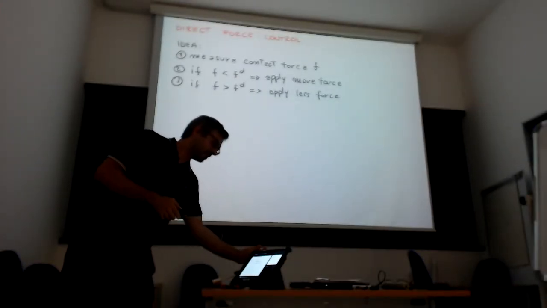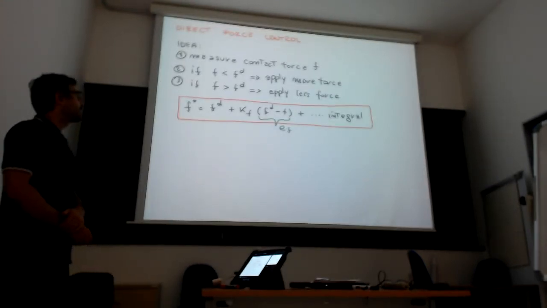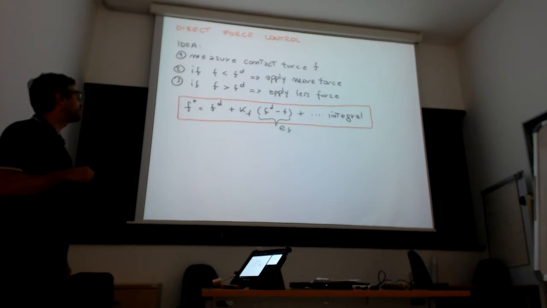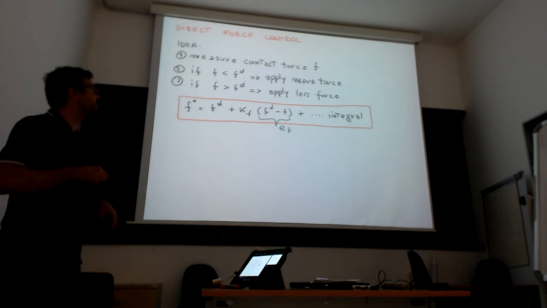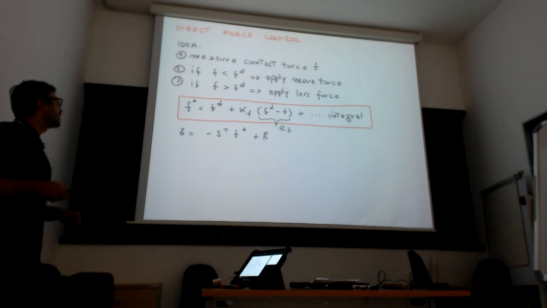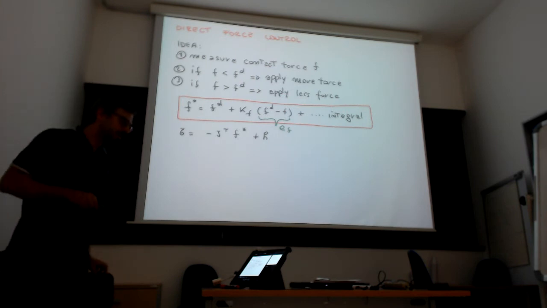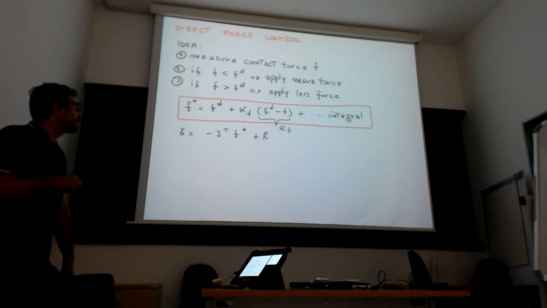So, a quick explanation of the direct force control idea. Direct force control, as you said, we measure the contact force. If this contact force is smaller than the desired one, we want to apply more force. If it is bigger than the desired one, then we want to apply less force. To do so, we can use a feedforward desired force plus the force error times a proportional gain plus possibly some integrators that help. Then we use a similar idea to operational space control, where we were tracking the position and the orientation.